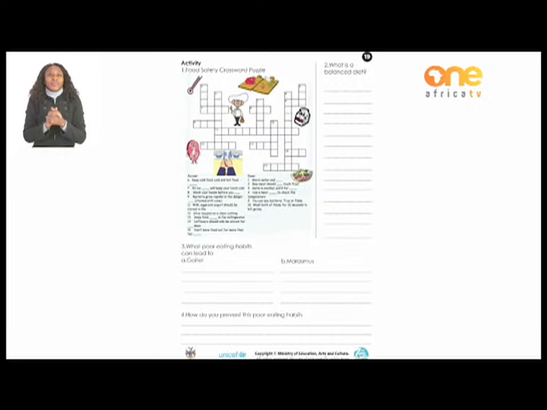Question 2, what is a balanced diet? You need to write down the definition of a balanced diet. Question 3, what poor eating habits can lead to goiter and marasmus? Identify poor eating habits that can lead to goiter and marasmus. Question 4, how do you prevent these poor eating habits?